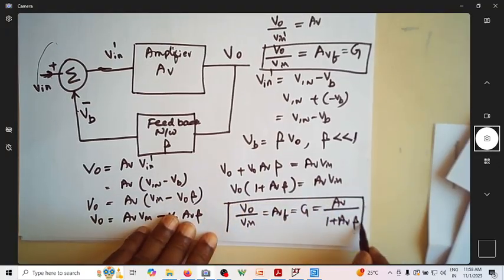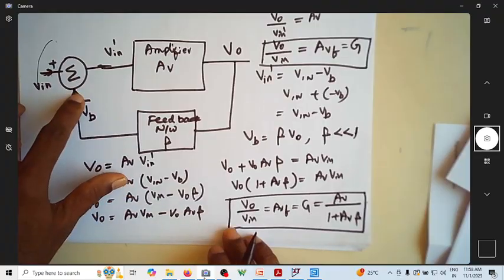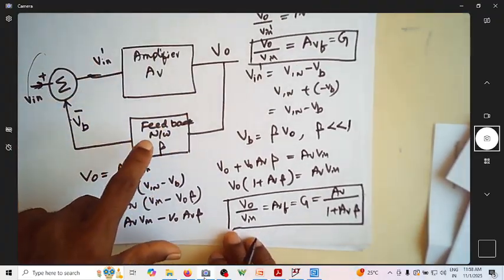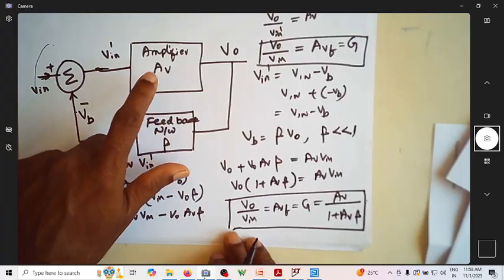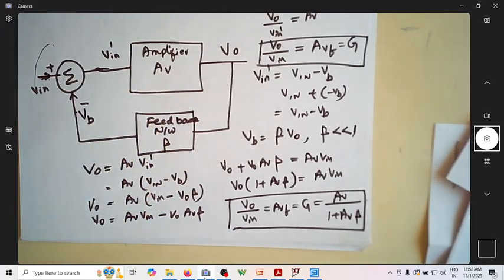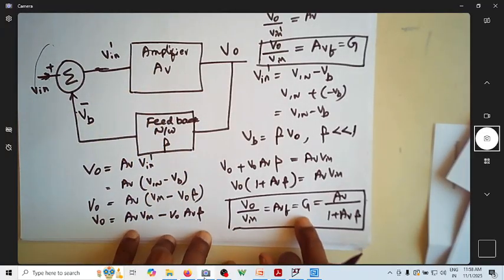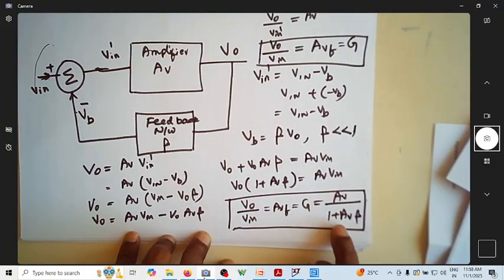This is the expression for the overall gain of this amplifier with feedback beta and with a gain of AV of the amplifier. Overall gain is given by AV by 1 plus AV beta.